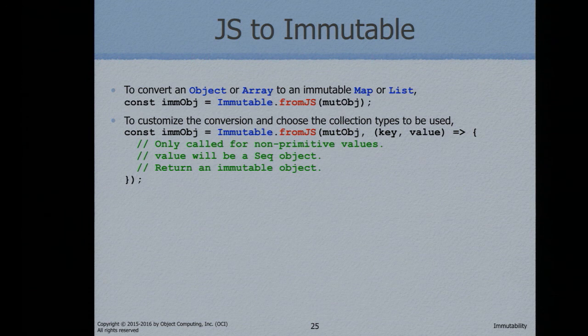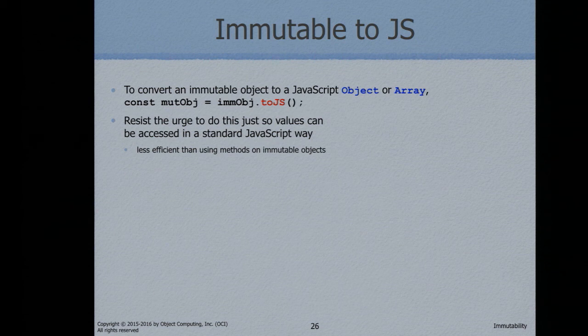I also can pass it a function that I'll use to customize this. Let's say I have an array inside my structure, but I don't want it to be a list. I want it to be a stack instead. So I give it this function, and it will pass me every key value pair for the values that are not primitives. And then I'm in control. I get to decide which one of the immutable collection types I want to use. But for most uses, that first simple way of calling it will be sufficient.